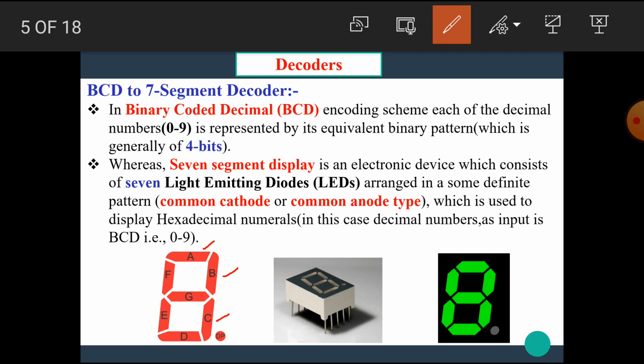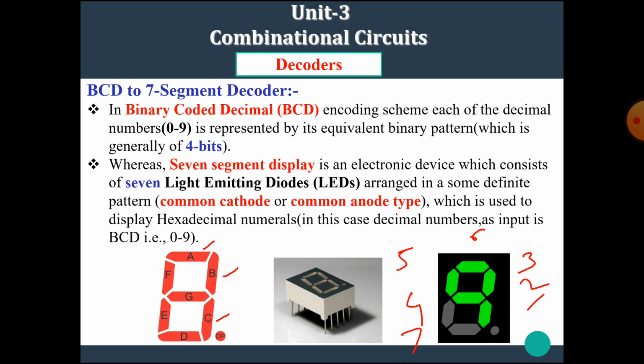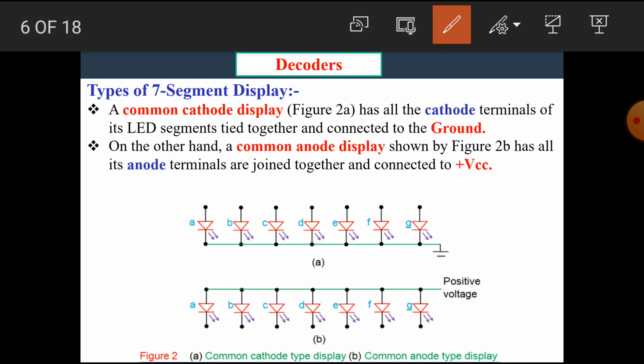On these 7 segments, we can represent the numbers like that. Here we can see the numbers 0, 1, 2, 3, 4, 5, 6, 7, up to 9, etc. Now this 7 segment display is divided into two types: common cathode and common anode display. Let's see what these common cathode and common anode displays are.